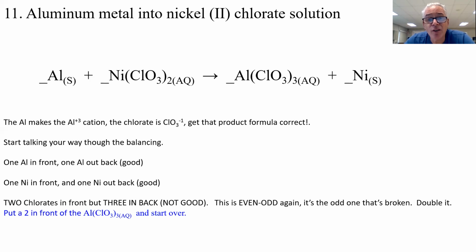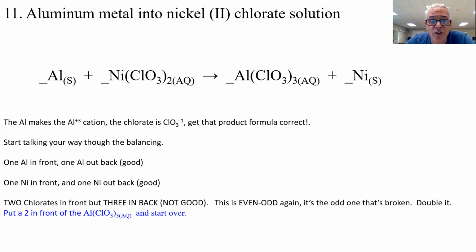It's not balanced. So let's go through this. We're going to start talking. There's 1 aluminum in the front. There's 1 aluminum in the back. So far, so good. There's 1 nickel in the front. There's 1 nickel in the back. Also good. But we have 2 chlorates on the reactant side and 3 chlorates in the product. 2 and 3, even, odd. One of them is broken. It's the odd one that's broken. How do we fix it? We double the odd one, and then we start all over.